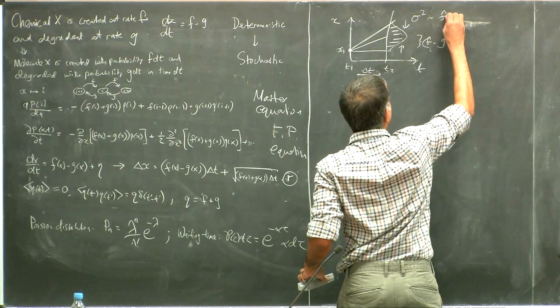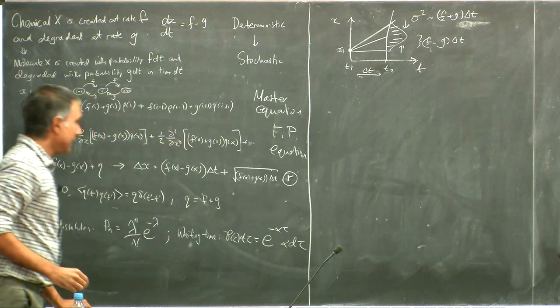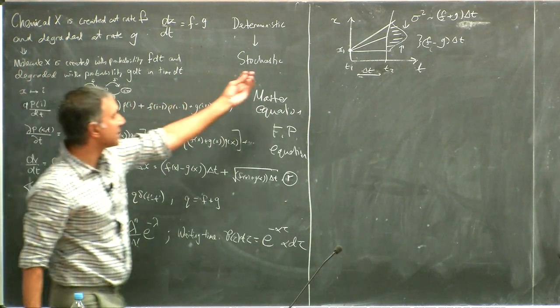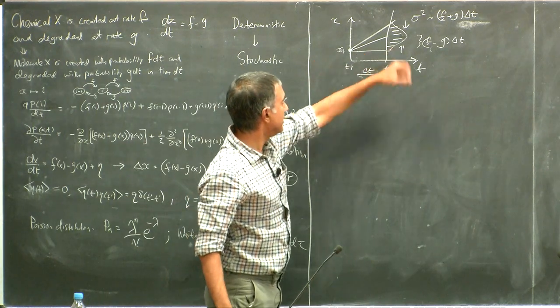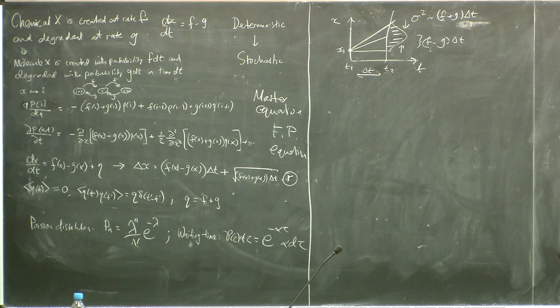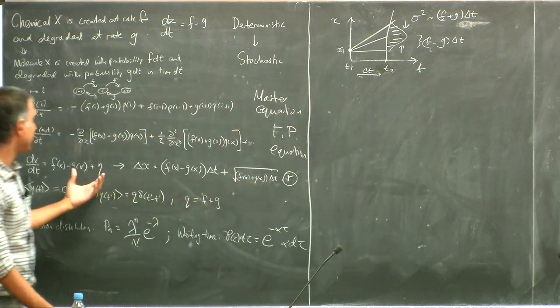Sigma squared is exactly the value F plus G delta T. Okay, so that's this equation. This equation captures the idea that there's a deterministic piece and there's a stochastic piece, which is the new piece for chemical kinetics. We also tried to capture this kind of intuition using a different notation.